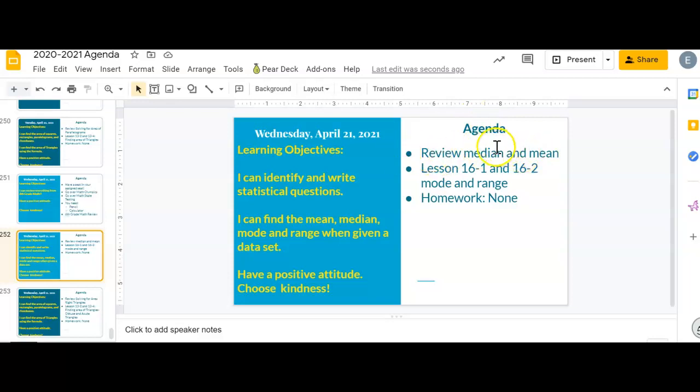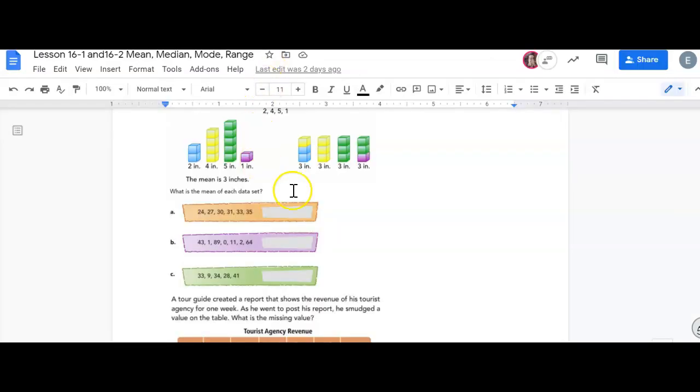So we will again start with a review of median and mean. We will continue through mean, mode, and range. Again, no homework this week because we are testing here at SI. You should have out a pencil, calculator, and your guided notes from yesterday.